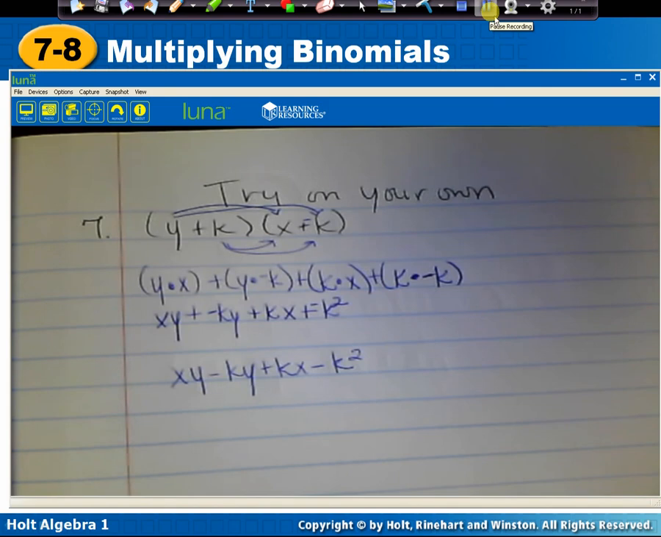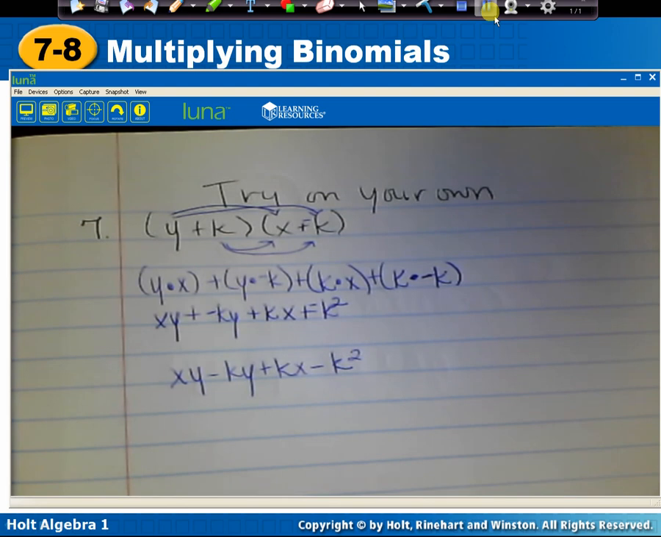All right, this should be your final answer here. You should have xy minus ky plus kx minus k squared. And you are welcome to pause the video here, go back up and look at all this work and figure out where you went wrong if you did not get the right answer.